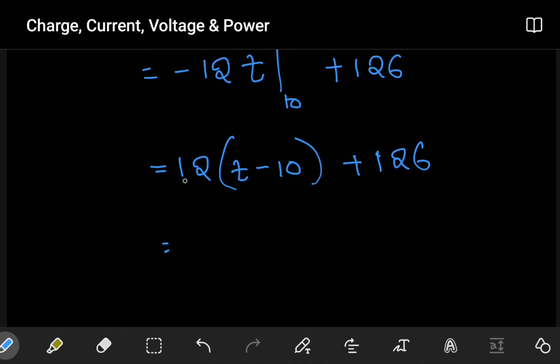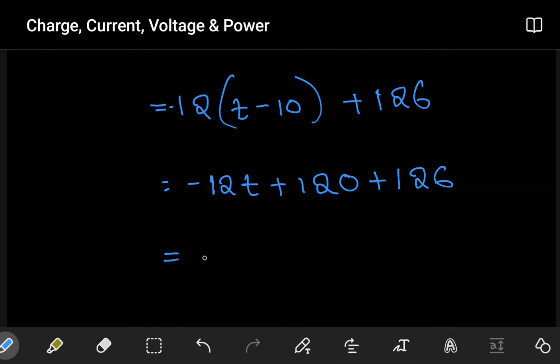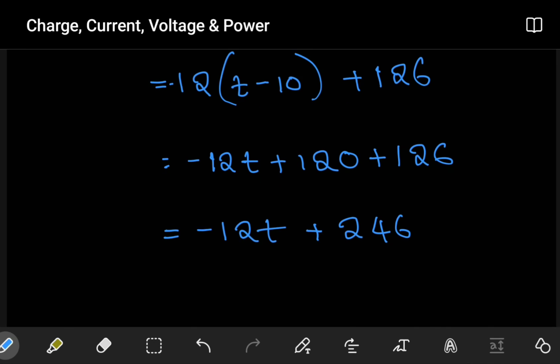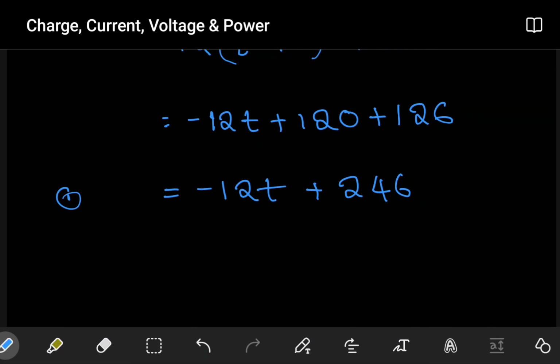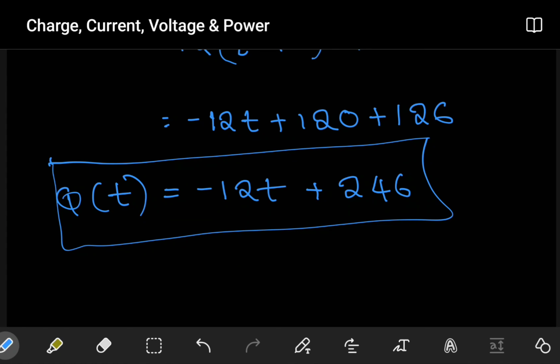So this is now minus 12t, multiplied by 120, and then plus 126. From here, of course, we can simplify this a little bit. This is minus 12t, then 120 plus 126 becomes plus 246. So this becomes the expression for the charge in that region from 10 seconds to 15 seconds. Again, just as expected, we're seeing a linear relationship.